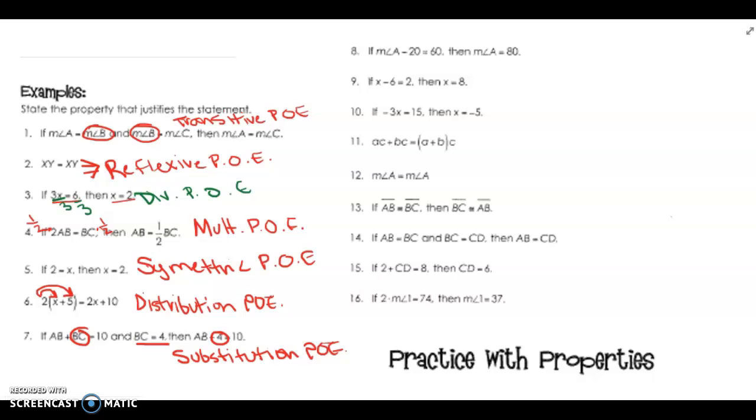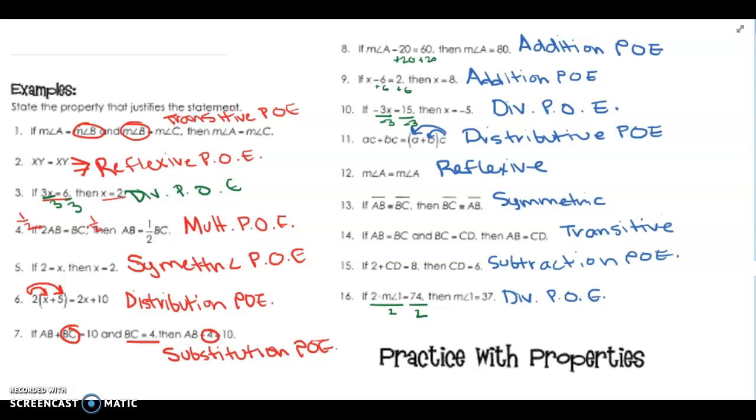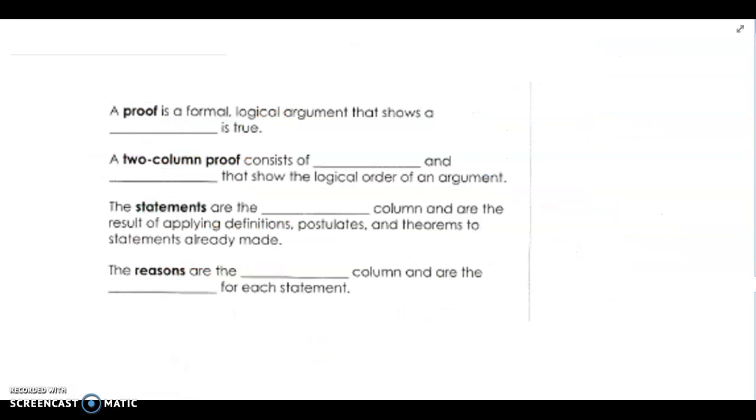Okay, now I want you to go through and try 8 through 16 on your own, and then we will go over the answers. All right, this is what you should have gotten for the right-hand column. If you missed some, that's okay. Just look at it and make sure you understand why you missed it or where you went wrong.